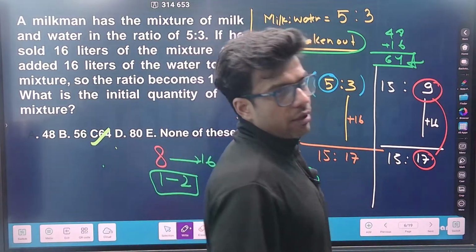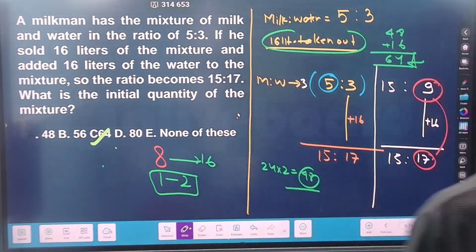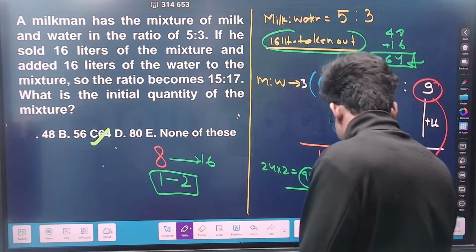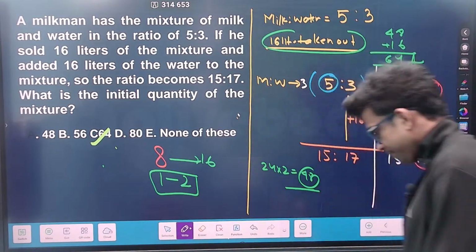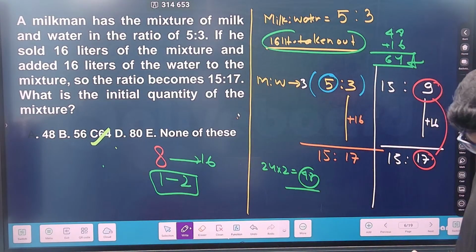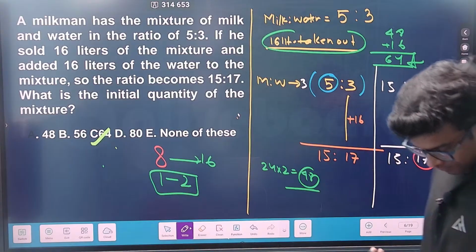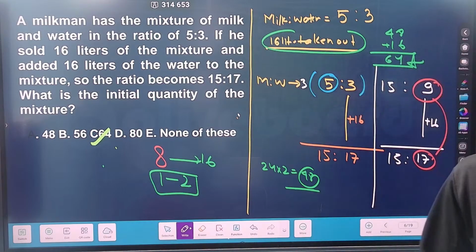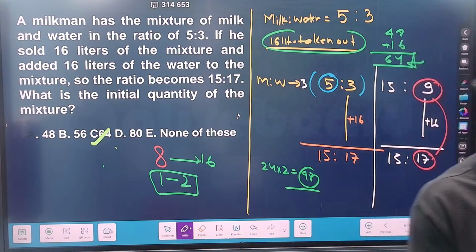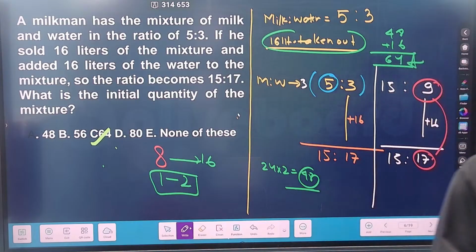Option number C. Come on guys, understood everyone? Please say. Liked it? Come on. Fun loving question. Everybody, is this fun loving question? Yes or no?